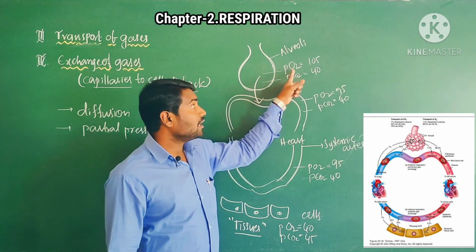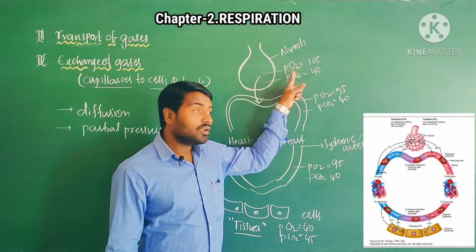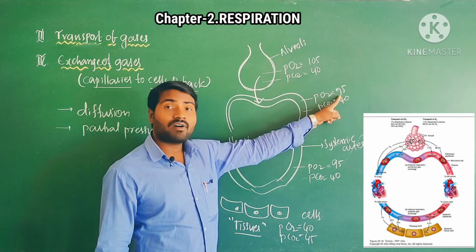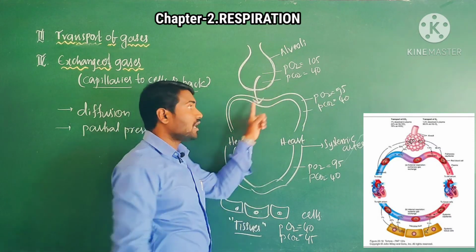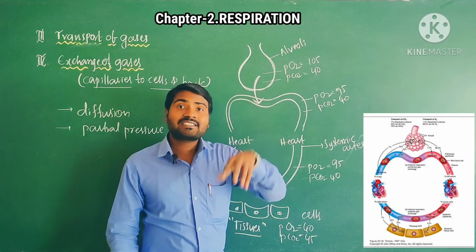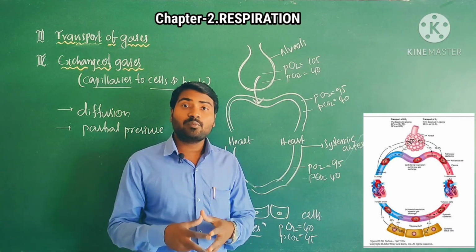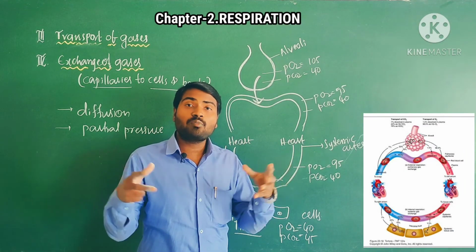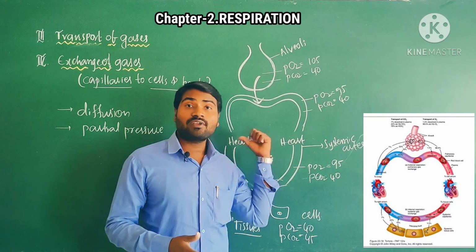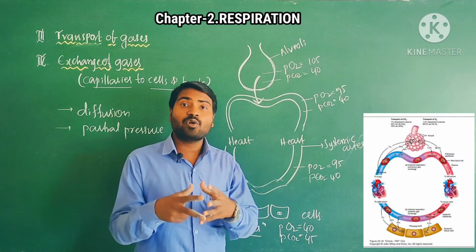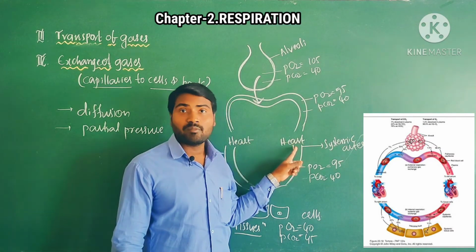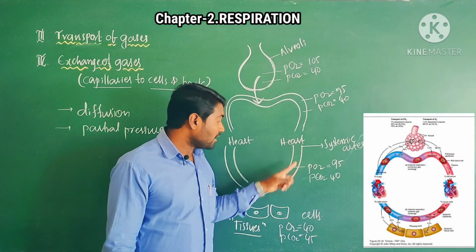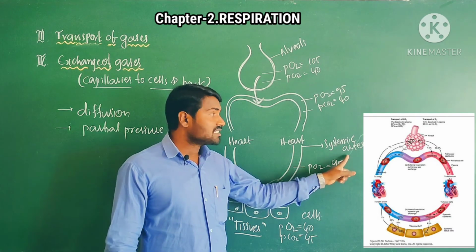In the alveoli, the partial pressure of oxygen is more; in the capillary, the partial pressure of oxygen is very less. So oxygen gets diffused into the blood. When it is mixed with the blood, it becomes oxygenated blood. Hemoglobin binds with oxygen, so we have learned how oxyhemoglobin is formed. Now that oxyhemoglobin goes to the heart through the pulmonary vein, and from the heart it goes to body parts through the systemic artery.